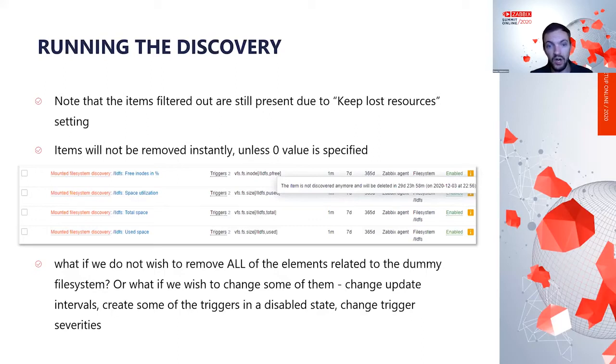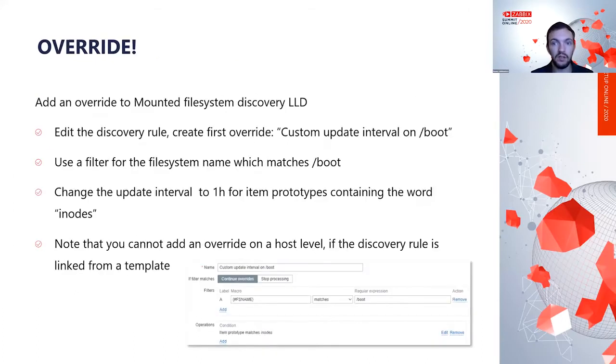Now, there are, of course, situations when you might wonder, but what do I do if I actually need to keep certain items? What if I don't want to filter everything else completely, but only just modify certain parts of it? Well, there we go. Now we have the override functionality available. It is available now since version 5, as I've mentioned before, and it does just that.